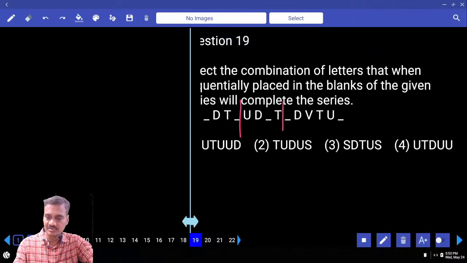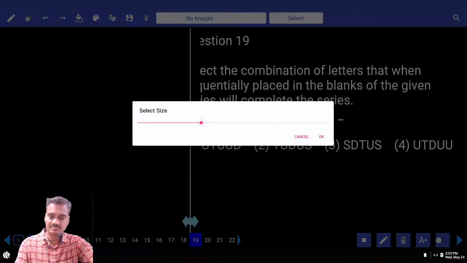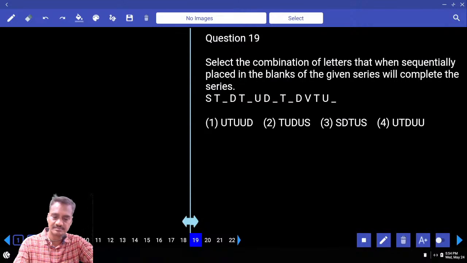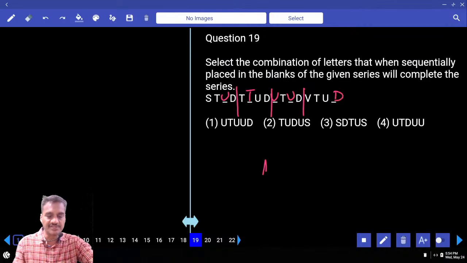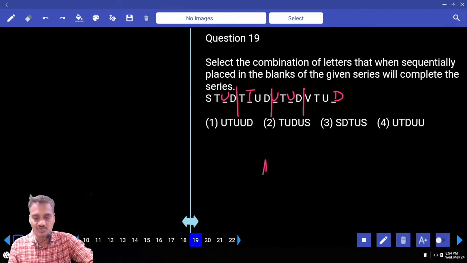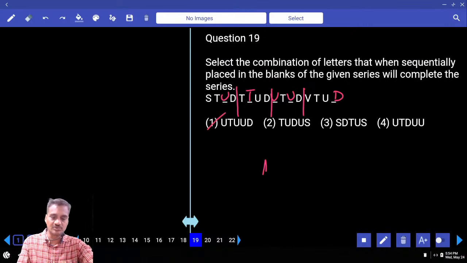Now Serpent F4. The first one is missing, it seems. Then coming to the first letters S, T, U and V, they are increased by 1. And the next letter T is common in all of these, isn't it? T, U, D. Here also T, U, D, T, U, D and T, U, D. And S, T, U, D, T, T, U, D and so on. Then what is the missing element here? U, T, U, U, D. Choice 1, question number 19.